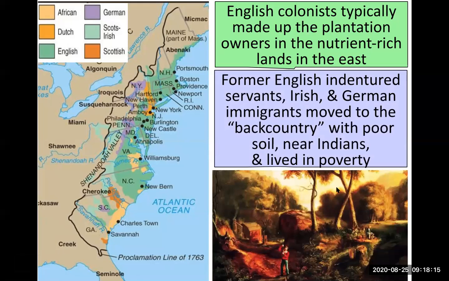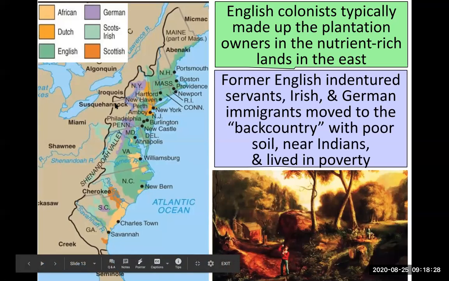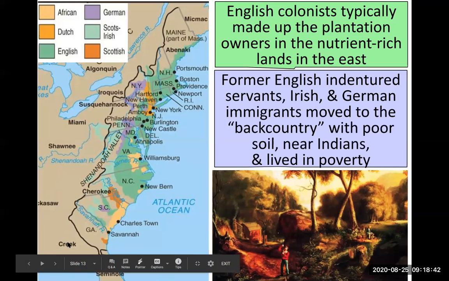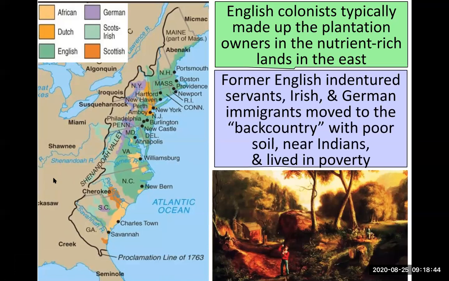The backcountry farmers, your poorer farmers, those are going to be former indentured servants, Irish immigrants, German immigrants who move out to this backcountry all along this border here, the Shenandoah Valley, etc. Very poor soil. It's definitely not as great. Plus, if you notice here, this is where you are closer to Native American troops that the colonists have pushed out that way, right? So they're closer to Native Americans. They have to deal with attacks in terms of that. And they typically live in poverty there as well.